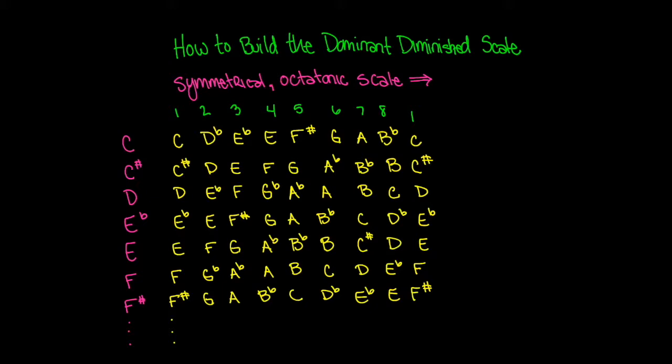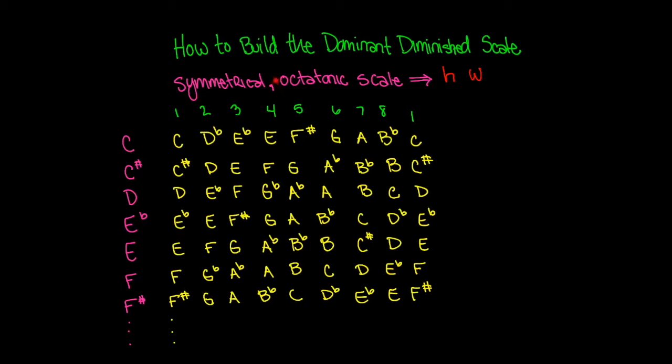The reason why we consider it to be symmetrical is because it follows the pattern of half, whole. So it's just a consistent set of half and whole steps all the way through. As an example, if we look at the C dominant diminished scale, we'll have half, whole, half, whole, half, whole, half, whole. And if we were to extend this out, it just goes like that ad infinitum. That's one of the basic reasons why we consider it to be symmetrical.